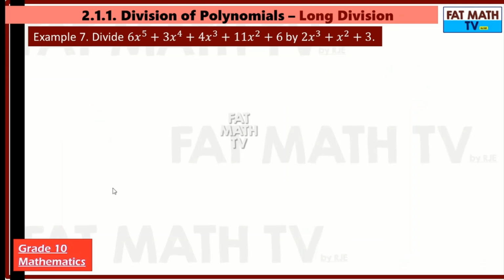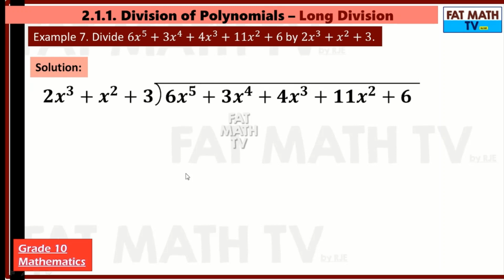Example number 7. So we have here a polynomial of degree 5 divided by a polynomial of degree 3. So same process. Okay, so the division algorithm. 6x raised to 5 divided by 2x cubed. So 6 divided by 2 is 3. And then you subtract the exponents of x since you are dividing. So you will have 3x squared.